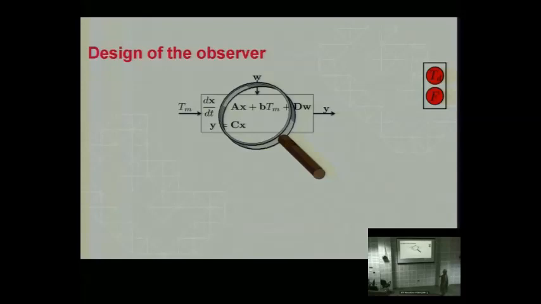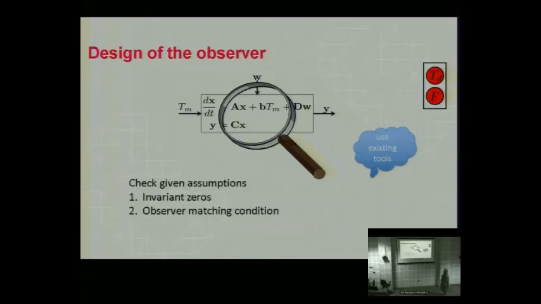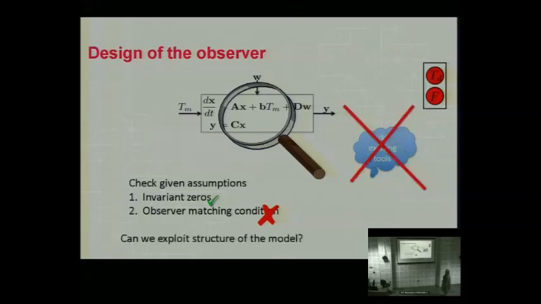So we had a look at it and we saw, can we use the existing tools? Can we use the approach? What are the transmission zeros? What about full rank, etc.? And we checked, and the invariant zeros are stable, so that was good. But the matching conditions didn't hold. The things we're trying to estimate don't channel into where we can measure. So we can't use the existing tools.